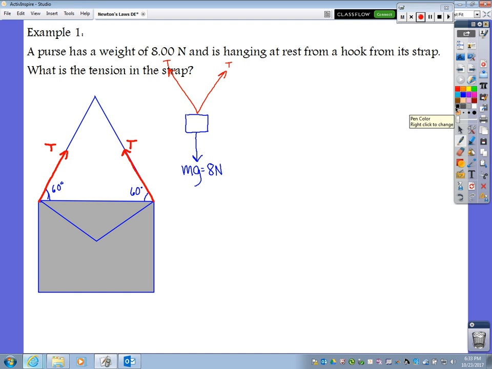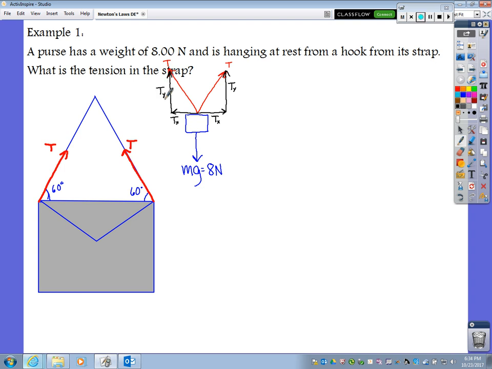What I have to do now is consider the fact that these two tensions are not vertical and horizontal. So I need to split them into horizontal components. I'll call this Tx, and vertical, Ty. Over here I've also got Tx and Ty.